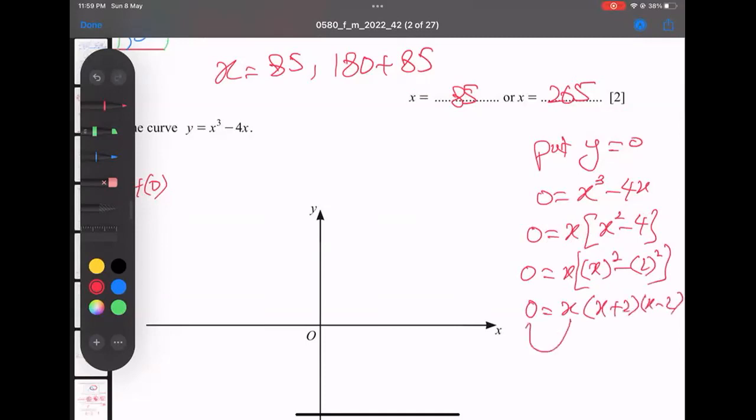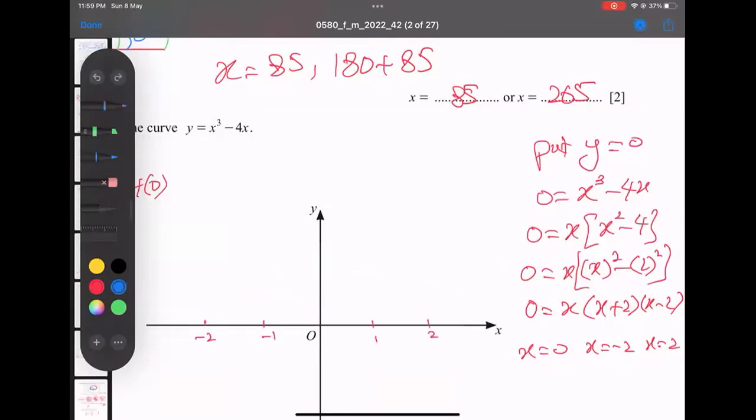So either the first part equals 0, so I got 0. This part equals 0, so I got x equals negative 2. This part equals 0, I'm getting x equals positive 2. So I'm getting three answers. One is -2 approximately here. So let's make just an idea: -2, -1, 1, and 2. Okay, 3 answers. So here x is 0.